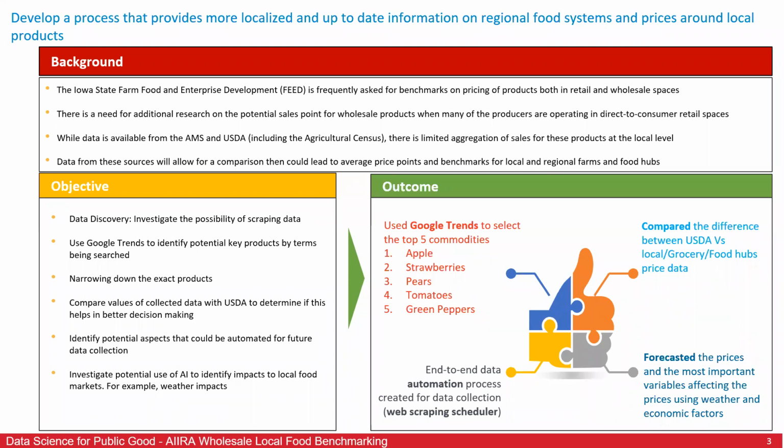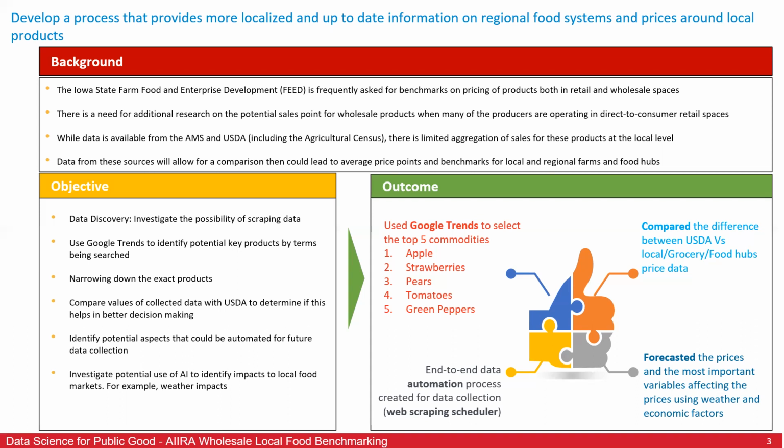The main objectives of the project were, first, data discovery. We started with no data, so we investigated a lot of data sources, scraping websites and social media, everything. Then we used Google Trends to identify potential keywords, narrowing down the exact products, the top commodities. The next step was to compare values of USDA versus other data sources' prices. Then identify potential aspects of automation for future data collection. And lastly, how we can apply AI, or investigate potential use of AI, to identify impacts to local food markets.